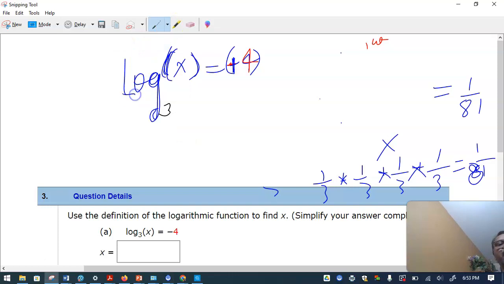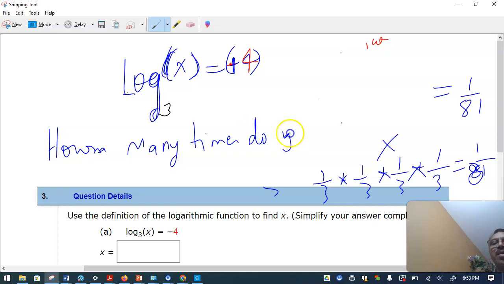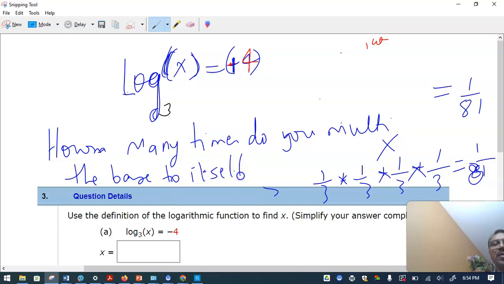So what is the definition of logarithm? Logarithm basically means asking a question: how many times do you multiply the base by itself to give x? That's what that means.